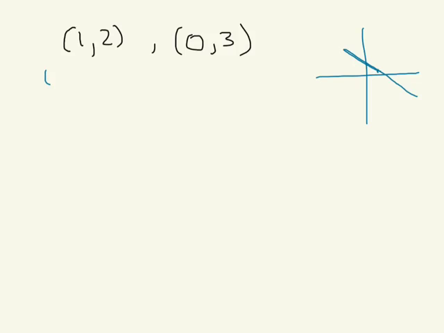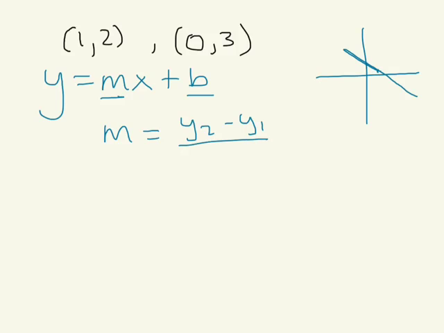We want to put it into our slope-intercept form, which is y equals mx plus b, where m is the slope and b is the y-intercept. So the first thing we're going to do is find the slope, because we know the formula for slope. The formula for slope is m equals y2 minus y1 over x2 minus x1.